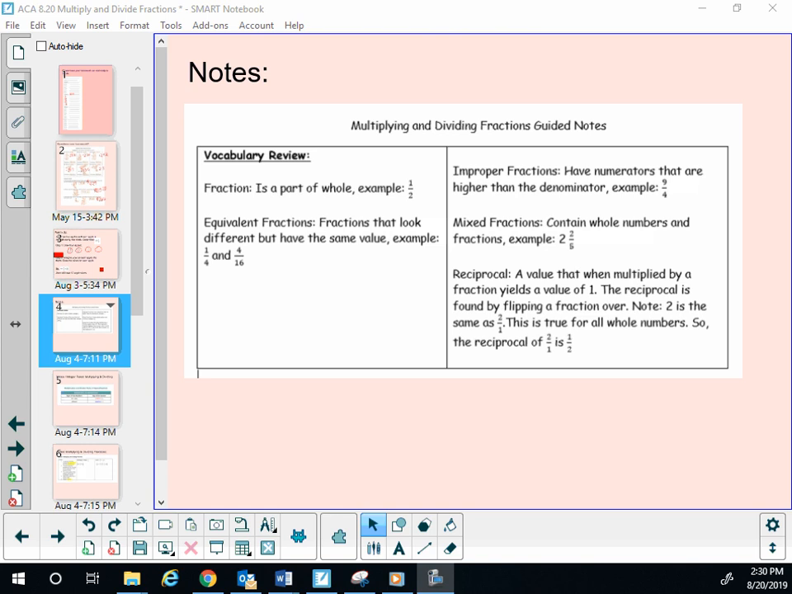So today we're multiplying and dividing fractions. We're going to review a little bit of the vocabulary. A fraction is a part of a whole. So the example that we have is 1/2.